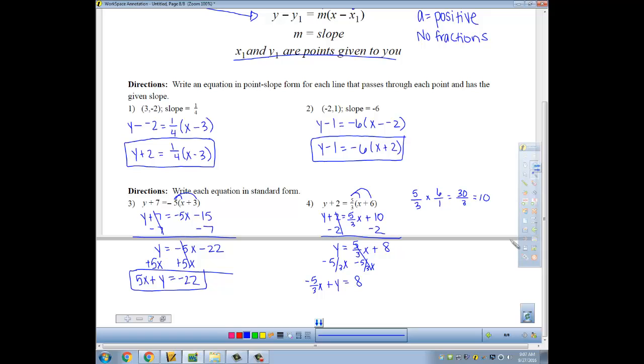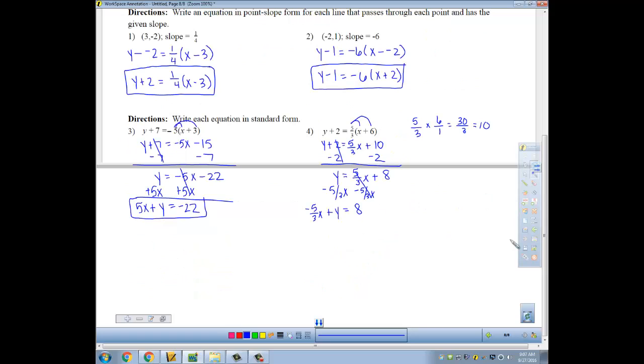Now some people have noticed, hey, I have a fraction, which I can't have, and I also have a negative in front of x, which I can't have. I'm going to get rid of the fraction first. The way to get rid of the fraction is to multiply every term by your denominator. So I'm going to multiply every term by 3. When you multiply negative 5/3 times 3, your denominators just go away, and you're left with negative 5x plus y times 3 is 3y equals 8 times 3 is 24.